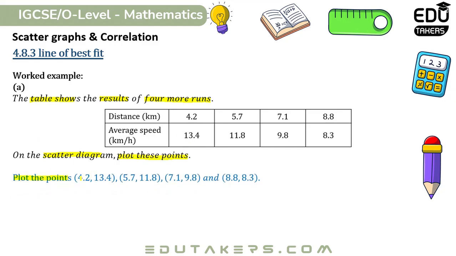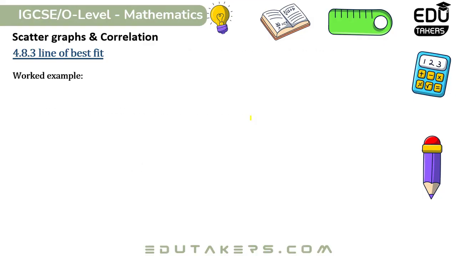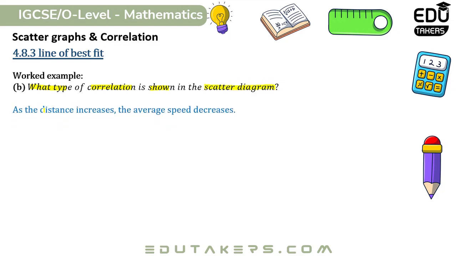Plot the points (4.2, 13.4), (5.7, 11.8), (7.1, 9.8), and (8.8, 8.3). Read the scales carefully, and points are plotted as shown. What type of correlation is shown in the scatter diagram? As the distance increases, the average speed decreases. The graph shows negative correlation.